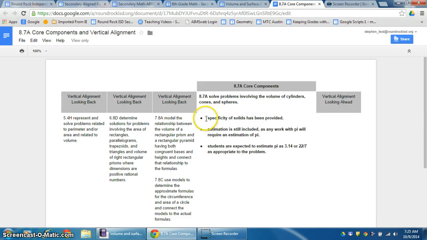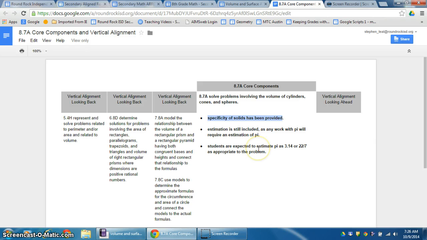The core components help us a lot. The specific solids have been provided. Notice there are no pyramids and there are no prisms where you'll have to find volume. Estimation is still included, as any work with pi will require an estimation of pi. Pi, as you know, is an irrational number. So whatever version, 3.14, 22 over 7, you're expected to be able to use both of those, as well as the pi button on the calculator. And again, any rounded version of the answer would be an estimation of pi.